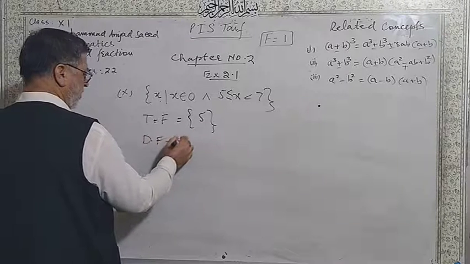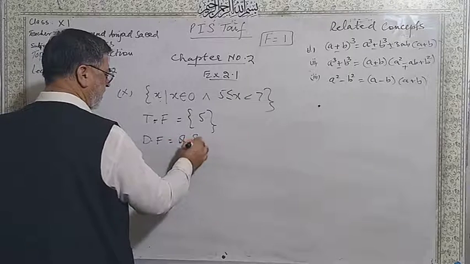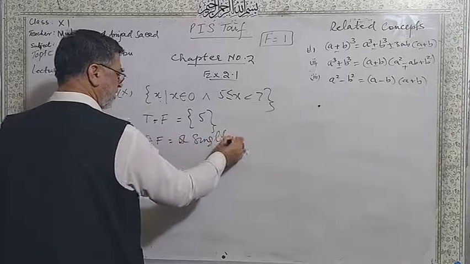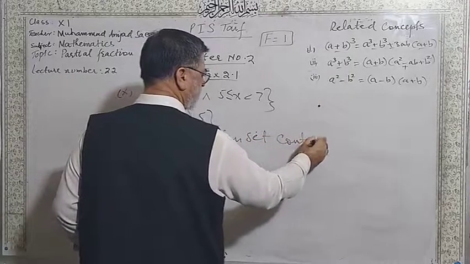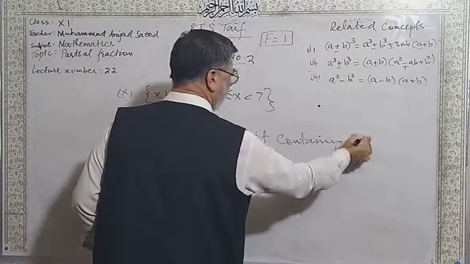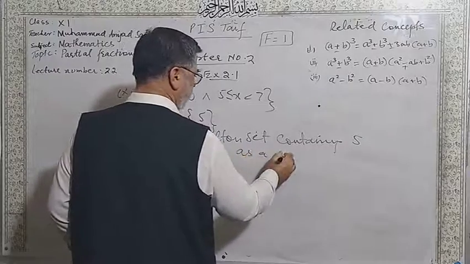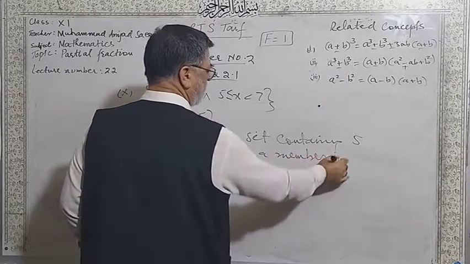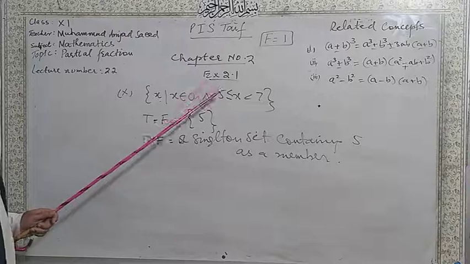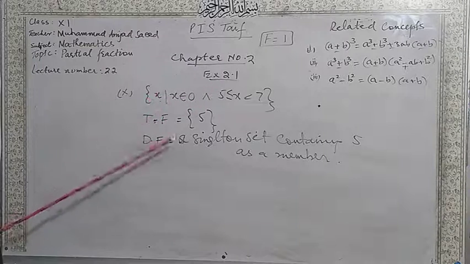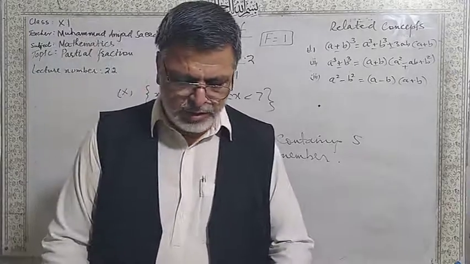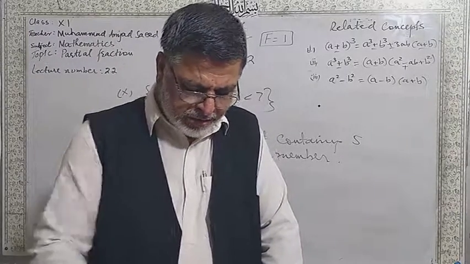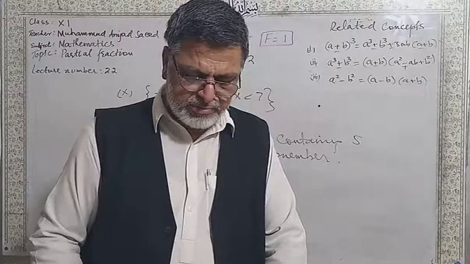Descriptive form: a singleton set containing 5 as a member. So this is the way how to write down the tabular form and descriptive form. So I hope that you can do other parts of your question number 2.